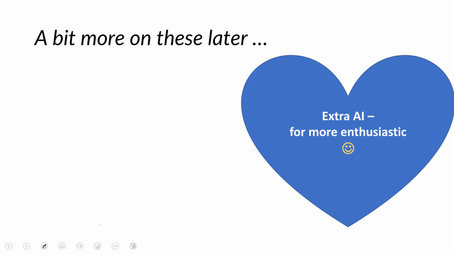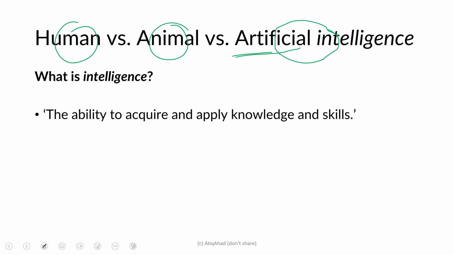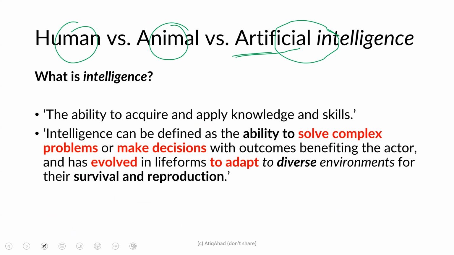We'll go into details in the later part. But let's see what is human versus animal versus AI, artificial intelligence. We need to know what intelligence is. We know more or less that it is the ability to acquire and apply knowledge and skills. So we call this intelligence. Or in another way, to solve complex problems or to make decisions in life that will help people.